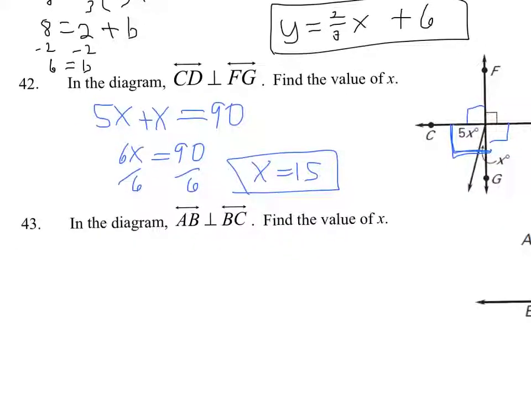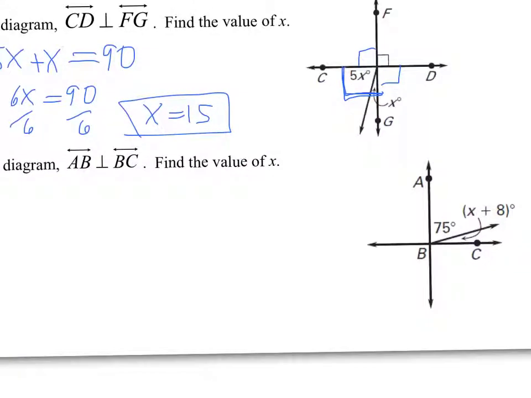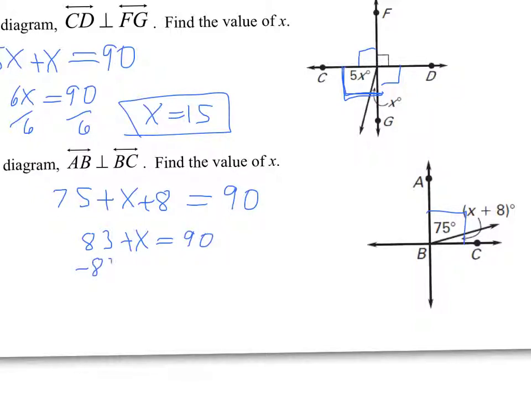Number 43, in the diagram, these lines are perpendicular. This is very similar. If they're perpendicular, that means all 4 of these are going to be right angles. So those two angles, 75 and x plus 8, those are going to add together to equal 90 degrees. 75 and 8 makes 83. And if you subtract 83, we get x equals 7.